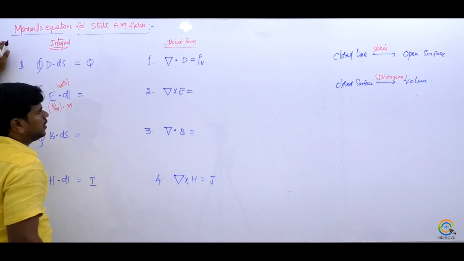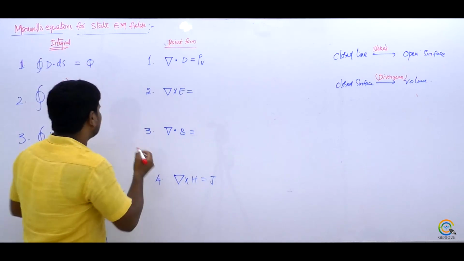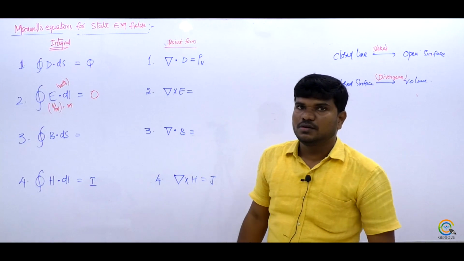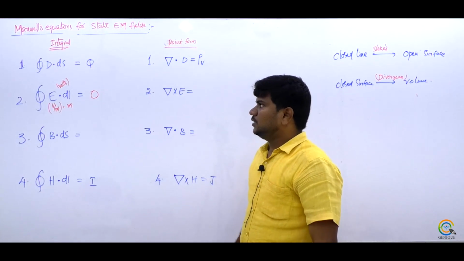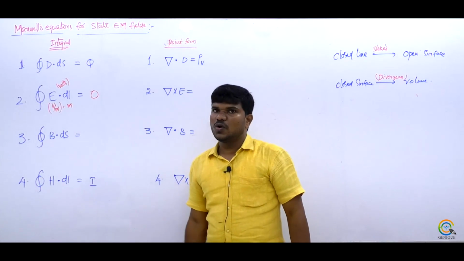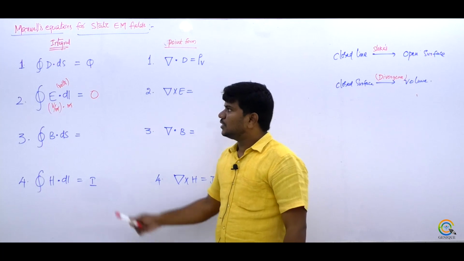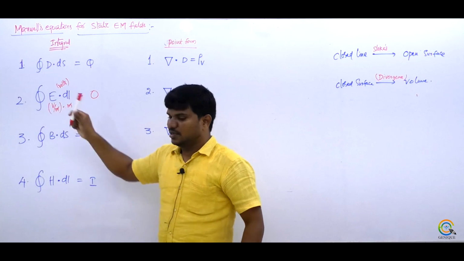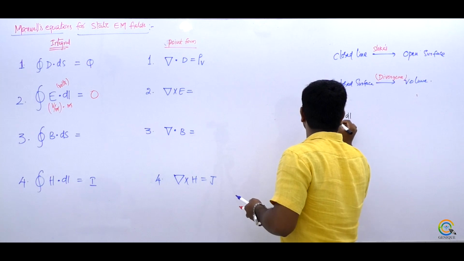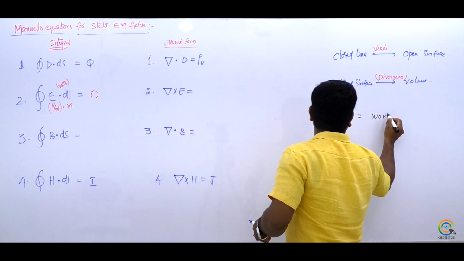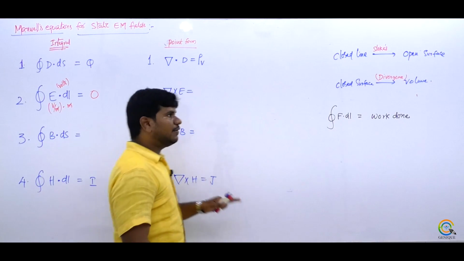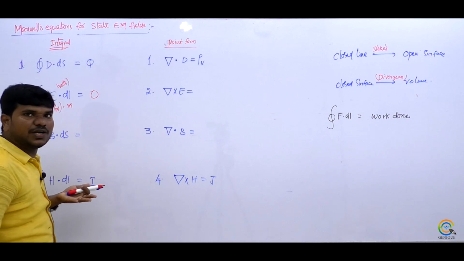what is the voltage? Within the closed loop, the voltage is 0. From where? From the KVL, Kirchhoff's voltage law: the algebraic sum of the voltages within the closed loop is equal to 0. So what is this E dot dl? Already we know for any vector F, the closed line integral of F dot dl is called the work done. The work done in the closed loop is 0.